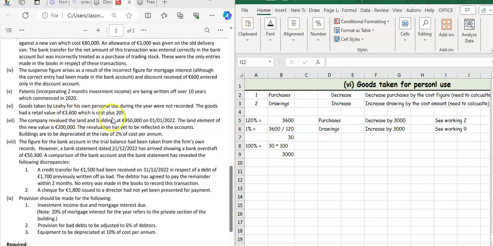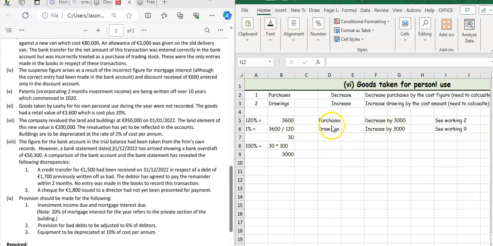So we're going to need to find 100%. So 120% is 3,600. 1% is 30. So 100% then is 3,000. So we need to decrease our purchases by 3,000. We need to increase our drawings by 3,000.